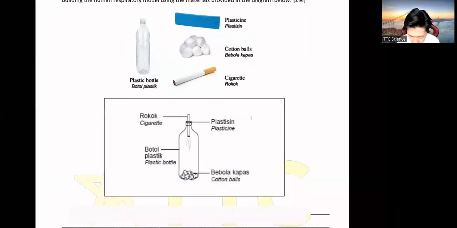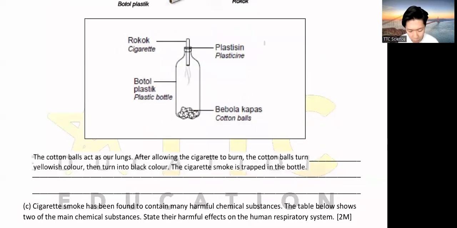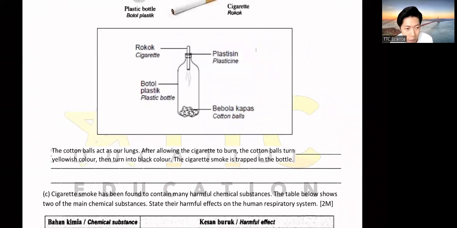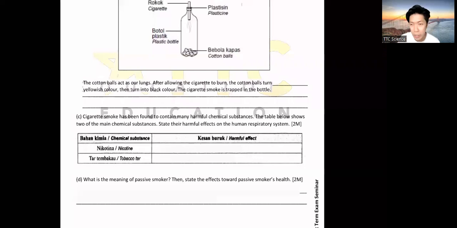For the time being, because you need time to draw, don't worry, you'll have the answer sheet later. Now I just want to quickly explain to you. It looks like that. The cigarette smoke burns, and then the smoke stays inside. The smoke will make the cotton balls become yellow. So you want to say like, oh, the cotton ball represents the lung. We allow the cigarette to burn, so that it turns yellow, and eventually turns black. I'll quickly explain the last few because you all need to go already. Then later you'll check the answer.